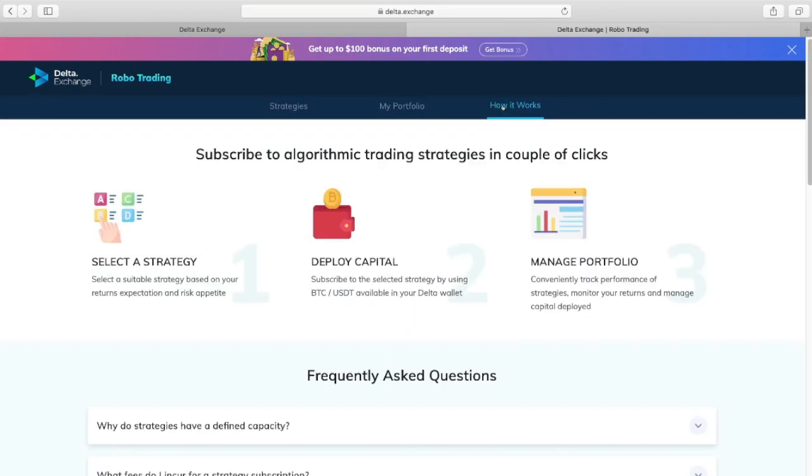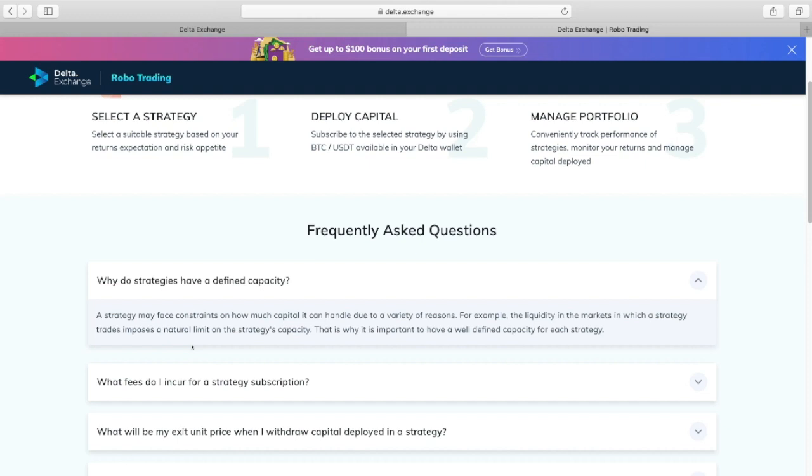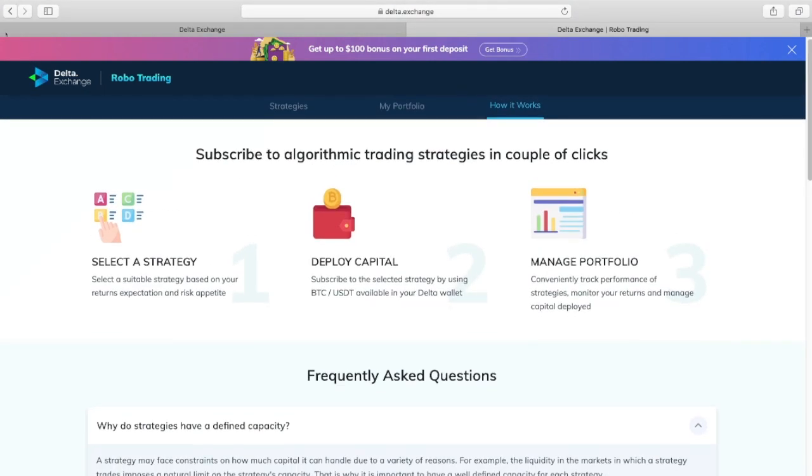How does it work? You get a lot of information about how it works: select strategy, deploy capital, and manage your portfolio. This is the frequently asked questions section. What strategy has a different capacity? So you get your answer from here. Okay, now we'll talk about a very interesting thing.